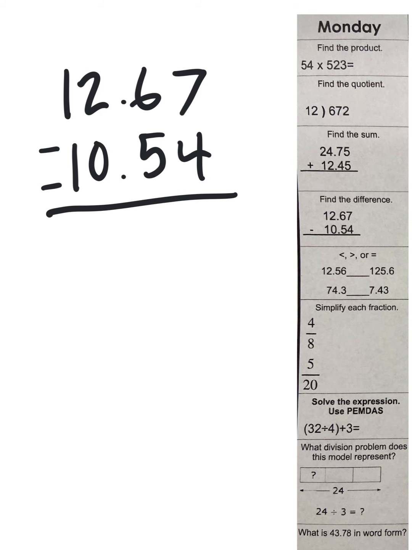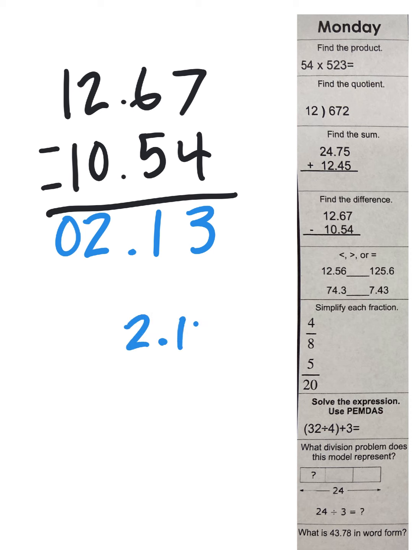Now we're going to find the difference of 12 and 67 hundredths minus 10 and 54 hundredths. So I'm going to start in the hundredths place. 7 minus 4. 6 minus 5. Bring down my decimal. 2 minus 0. Final answer is 2 and 13 hundredths.